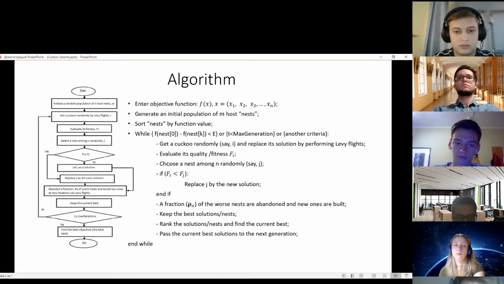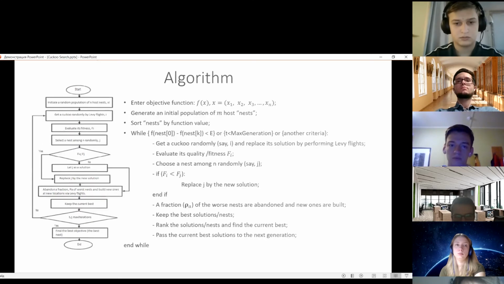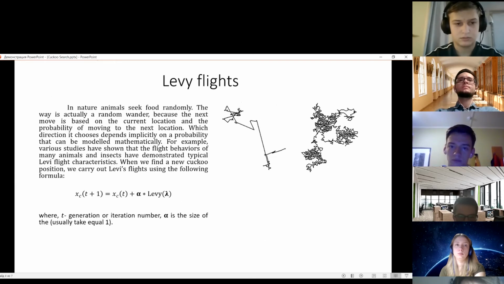Abandon and build: there we abandon a fraction of the worst nests and generate new ones. The last step is to rank solutions and pass the current solutions to the next generation. Levy flight is a function that imitates random walking of animals that seek food. It also helps imitate seeking of the nest by the cuckoo.